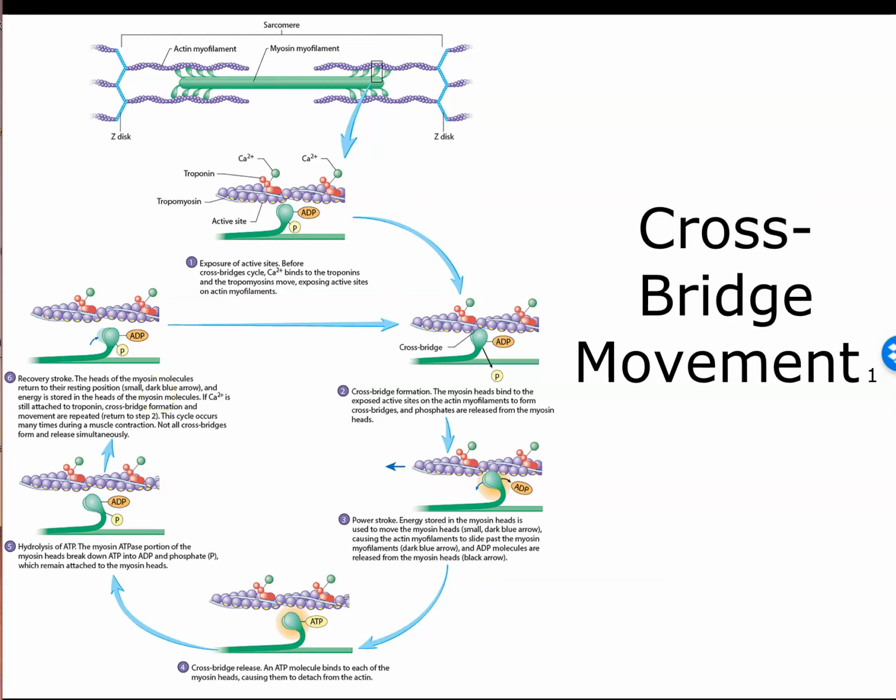So the cycle will take place over and over again during a muscle contraction, because it's not just one power stroke that's needed. It bounces up and attaches and does its power stroke a couple of times in order to get the actin filament to move all the way toward the H zone. If it does it just once, it's not going to be enough.